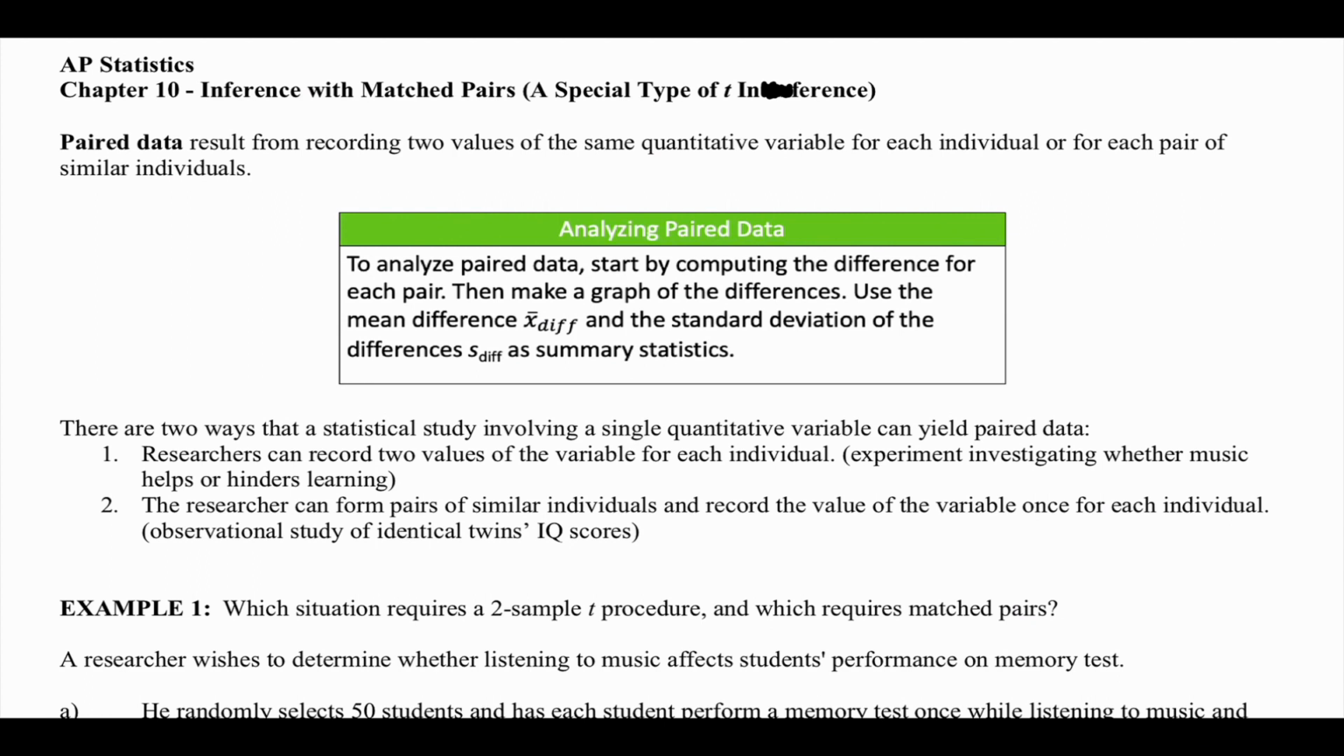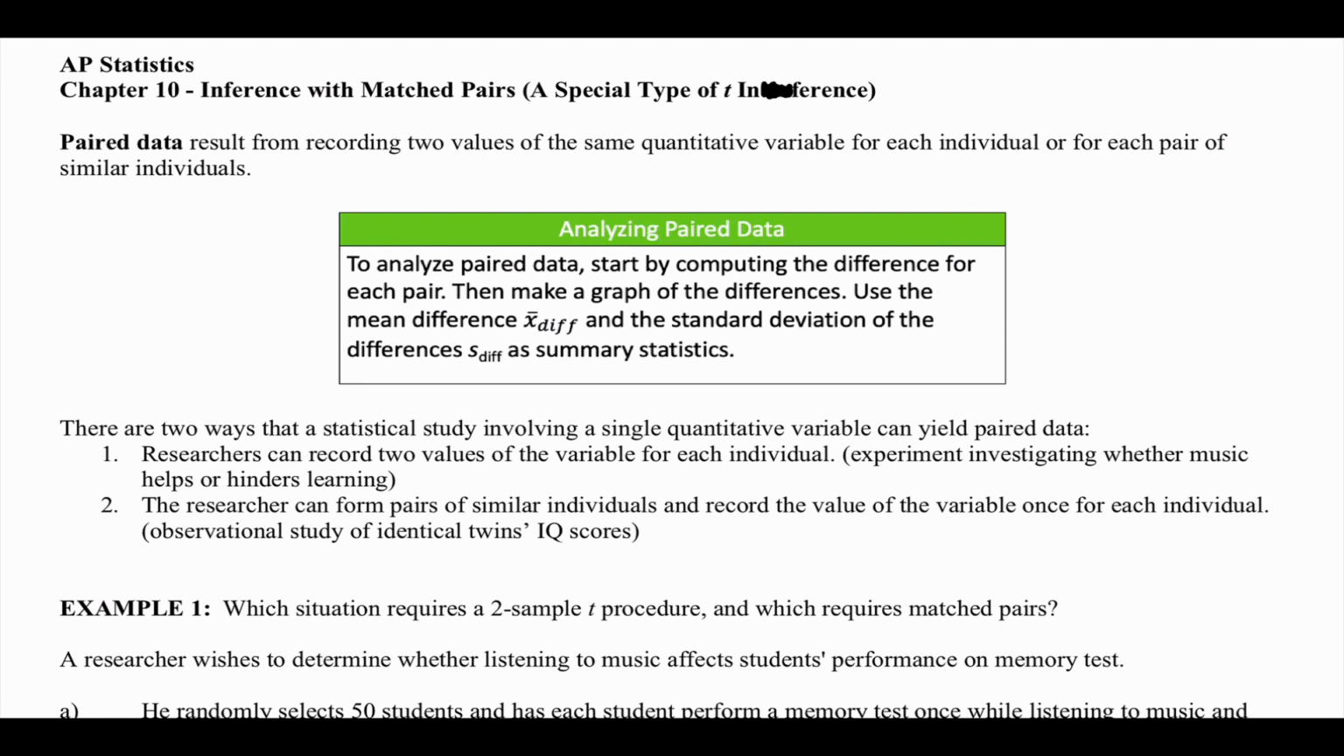Researchers can record two values of the same variable for each individual, before and after. So an experiment investigating whether music helps or hinders, right? Have you take a test with music, see what your score is. Then have you take a similar test with no music, see what your score is, to see if music helps or it doesn't, right? So you're only one population. So it's compared before and after.